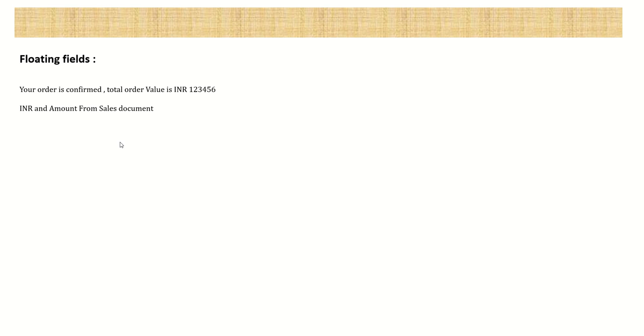Now the next topic in our Adobe form is floating fields. So what is floating fields? Take example, we want to print this first sentence, like your order is confirmed, total order value is INR and the amount. But here this INR and the amount will come from the sales document, and we want these two fields to appear dynamically based on the sales data. So first we have to write our sentence as it is, and then we have to mark those fields as floating, and we have to bind with the variables.